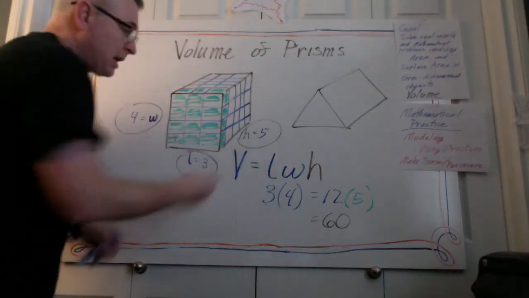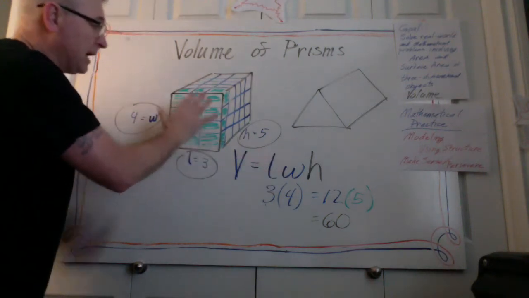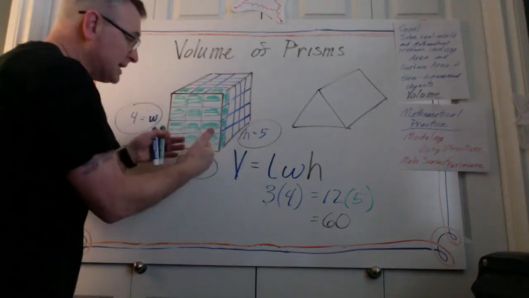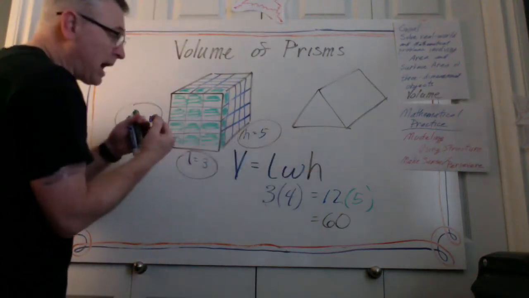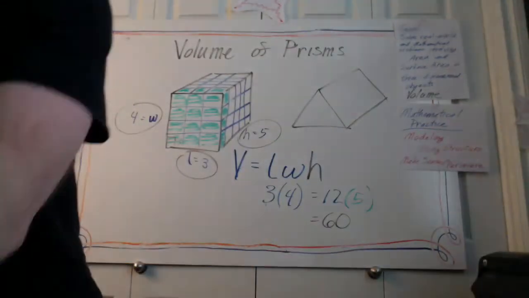Okay, so I've taken my idea of a length and a width, which is the face of this first side, and a depth of 1, so it's only one deep, and then multiplied it by my height, which is 5, okay? And then got my 60. Now, that is how this works.